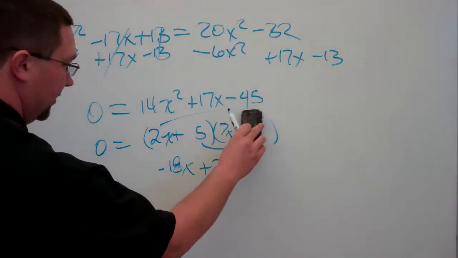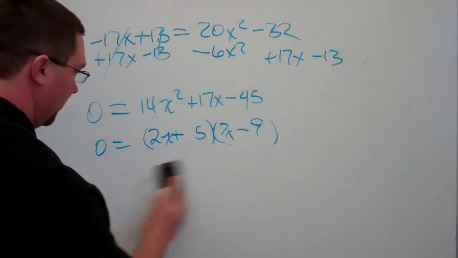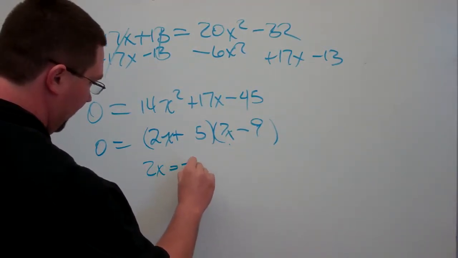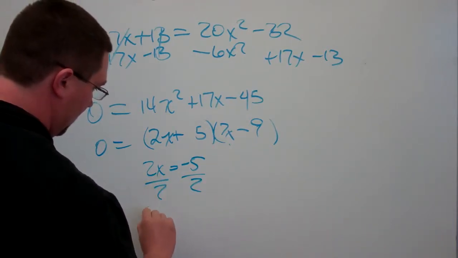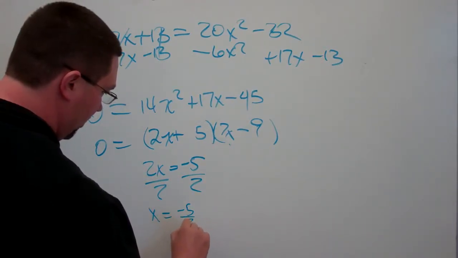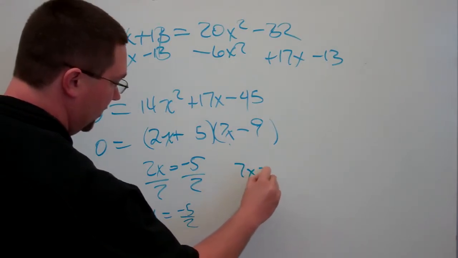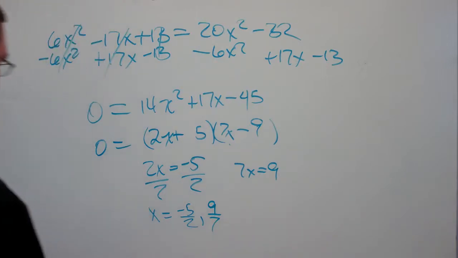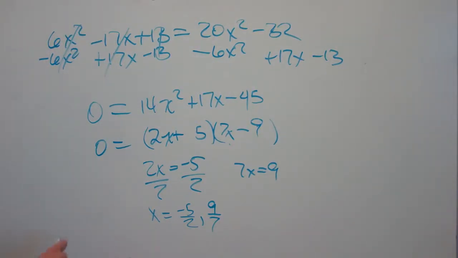So now you just simply set these equal to 0, solve for x. So you have 2x equals negative 5, x equals negative 5 over 2, and then 7x equals 9, so x also equals 9/7. So the answer for this one is B.